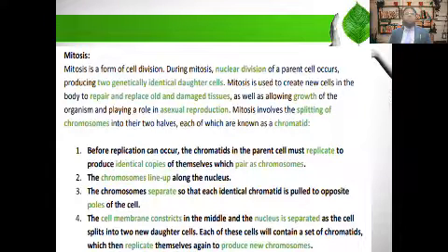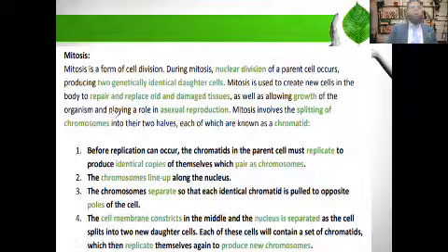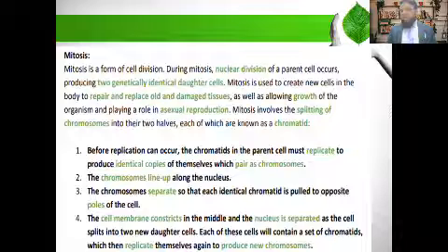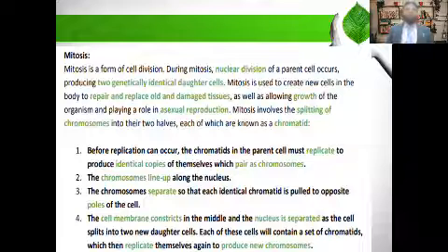Now, we also discuss in this chapter the division of cells, for example mitosis. What is mitosis? Mitosis is a form of cell division. During mitosis, nuclear division of a parent cell occurs, producing two genetically identical daughter cells. Right? Identical means both cells have the same number of chromosomes. For example, a human cell has 46 chromosomes. When it divides, it makes two cells having the same 46 chromosomes. Mitosis is used to create new cells in the body to repair and replace old and damaged tissues, as well as allowing growth of the organism and playing a role in asexual reproduction.